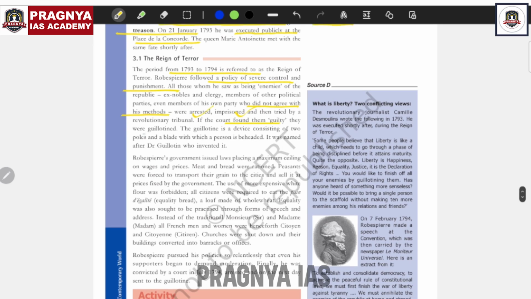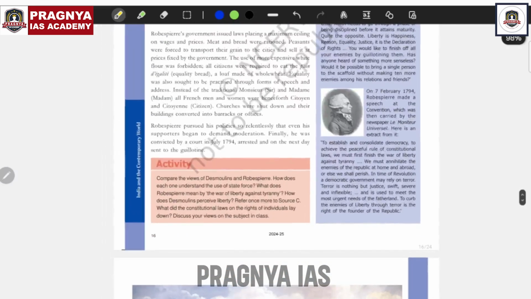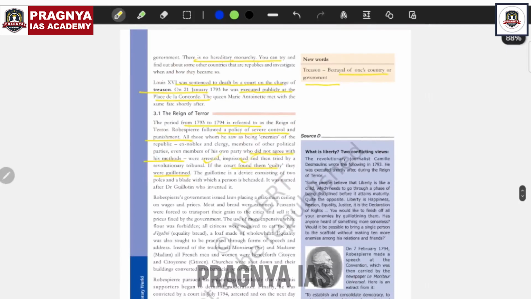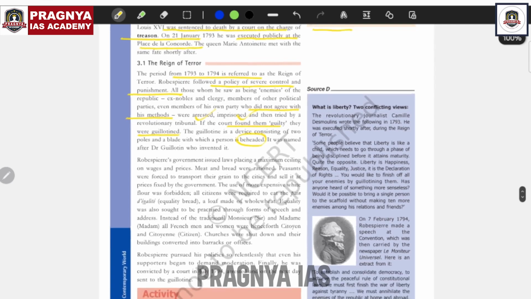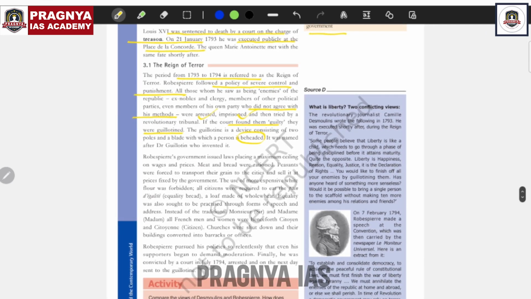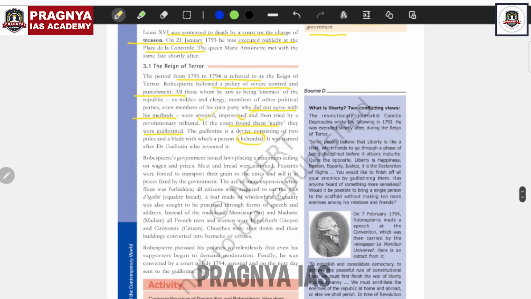If the court found them guilty, they were guillotined. What do you mean by guillotine? Guillotine means cutting the head. The guillotine is a device consisting of two poles and a blade with which a person is beheaded. It was named after Dr. Guillotin. Robespierre's government issued laws placing a maximum ceiling on wages and prices. Meat and bread were rationed. Peasants were forced to transport their grain to the cities and sell it at the prices fixed by the government.